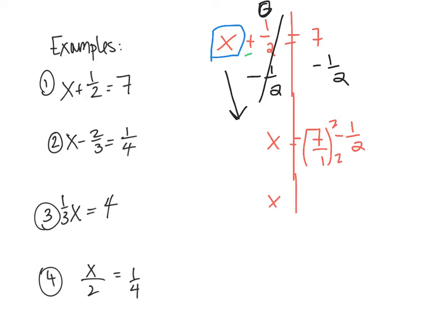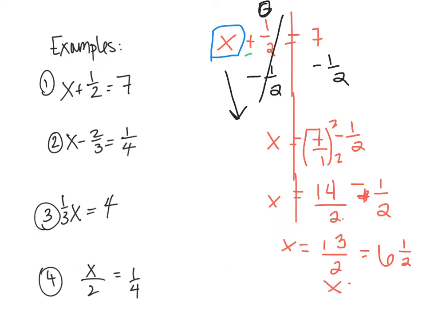So again, I'm going to bring my x down. And I have 7 times 2 is 14. 1 times 2 is 2. So 14 minus 1/2. X is equal to 13/2. We can leave it as 13/2, or you can also simplify to 6.5. So I'm going to, again, write my final answer as x equals 6.5.